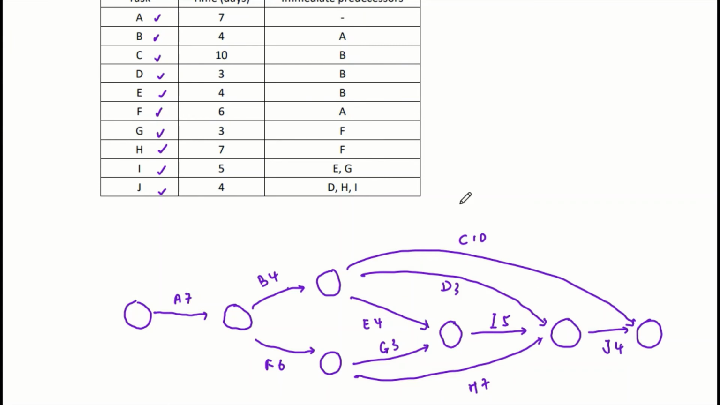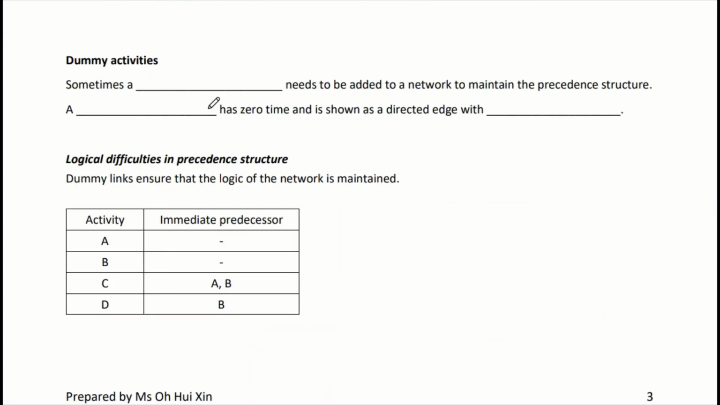Now we'll be looking at the last part of the project network, which is dummy activities. Sometimes a dummy link needs to be added to a network to maintain the precedence structure of your network. A dummy link has 0 time. You can also remember it as a dummy activity, because when we draw a link or an edge, we are representing a task. That's why the activity represented by this dummy link is called a dummy activity. This dummy link has 0 time and is shown as a directed edge with a dotted line.